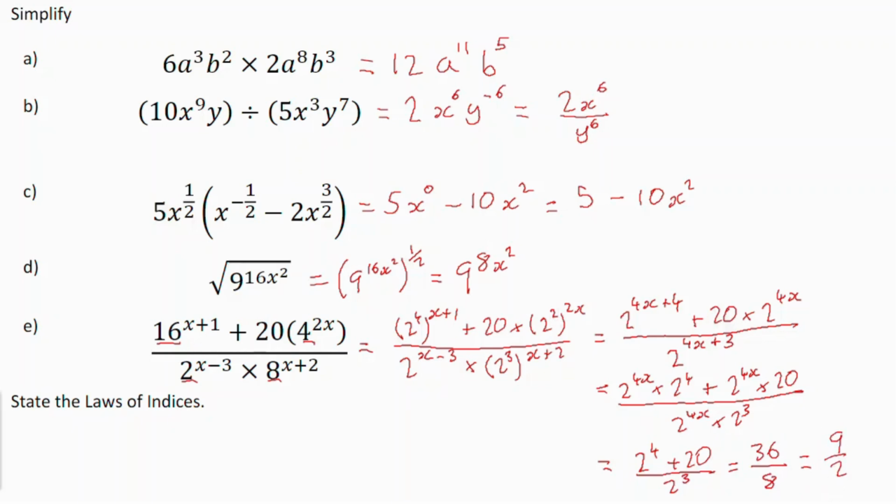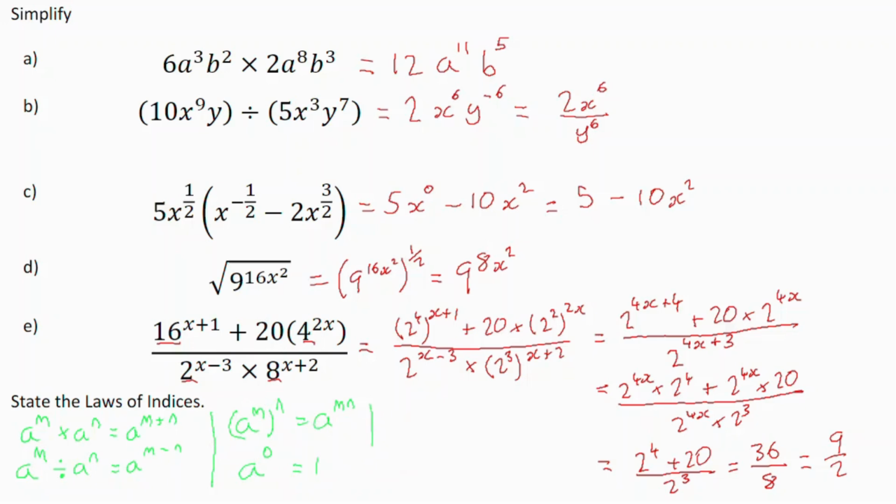The last part of this is writing down the laws of indices. The first one would be a to the power of m times a to the power of n is equal to a to the power of m plus n. a to the power of m divided by a to the power of n is equal to a to the m minus n. And we have a to the power of m to the power of n is equal to a to the mn.